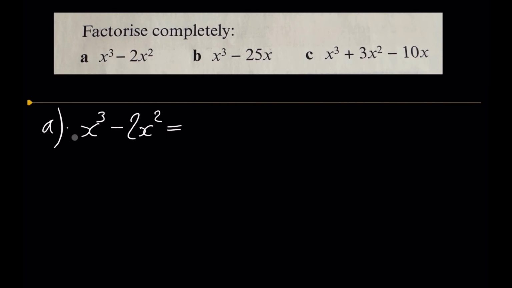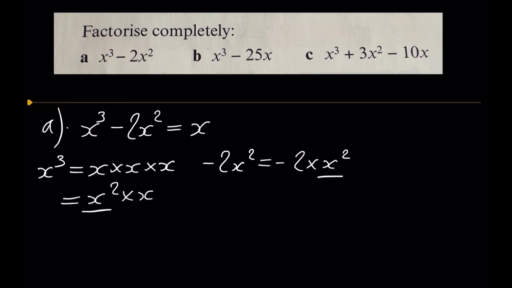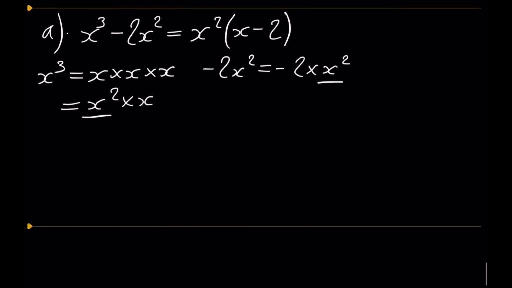Well, because x cubed can be rewritten as x times x times x, which is the same as x squared times x. And obviously minus 2x squared can also be rewritten as minus 2 times x squared. And it becomes apparent that x squared is a factor of both x cubed and minus 2x squared. So we can rewrite x cubed minus 2x squared as x squared times x minus 2. So we're taking out the x squared.